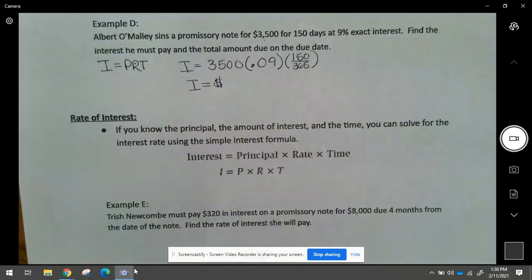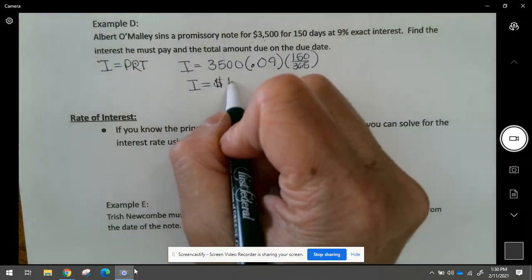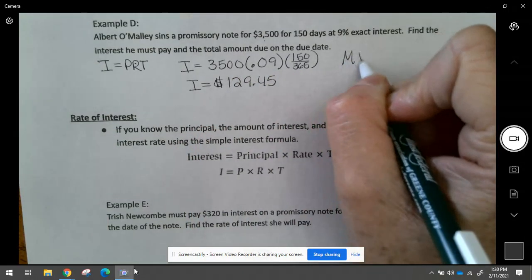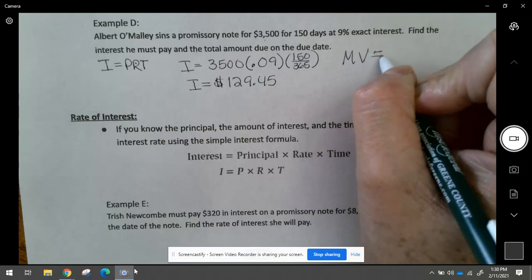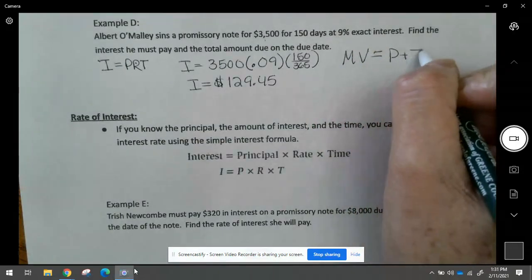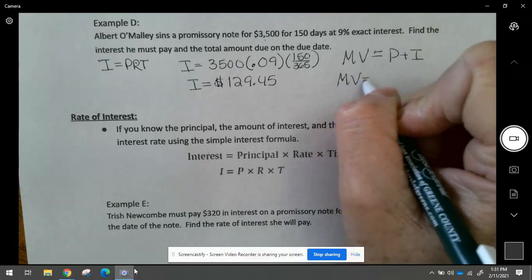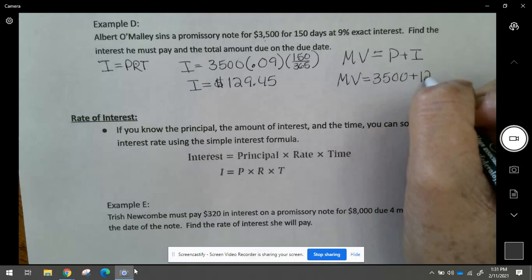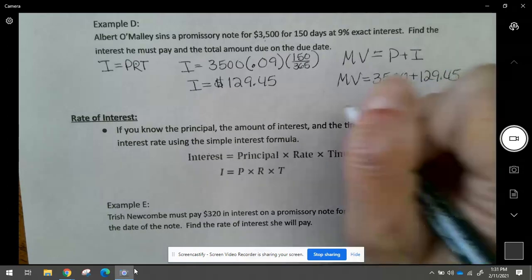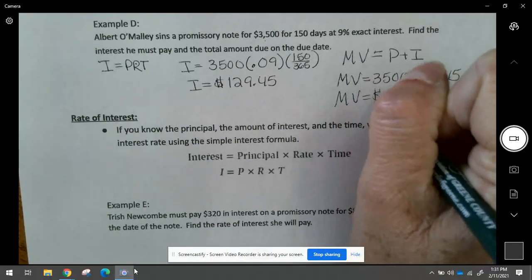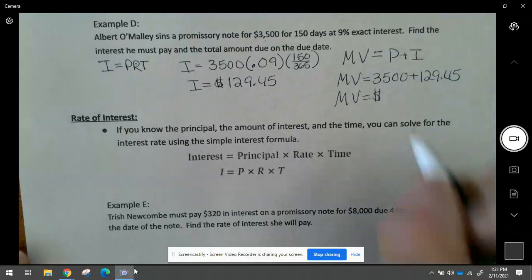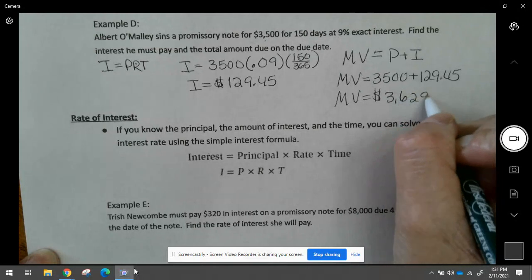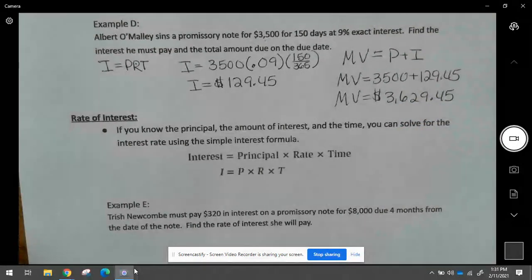I've already calculated this one, and it's $129.45. And then let's do the maturity value, principal plus interest. So 3,500 plus 129.45. So we get $3,629.45.